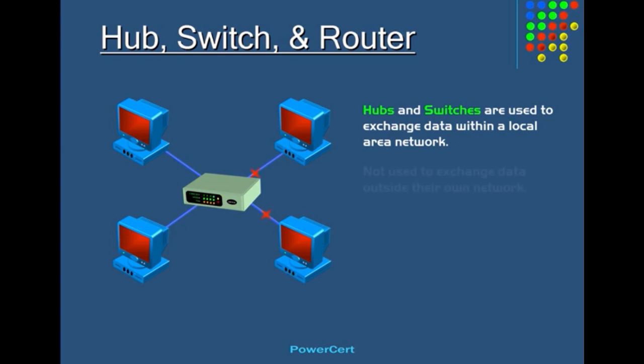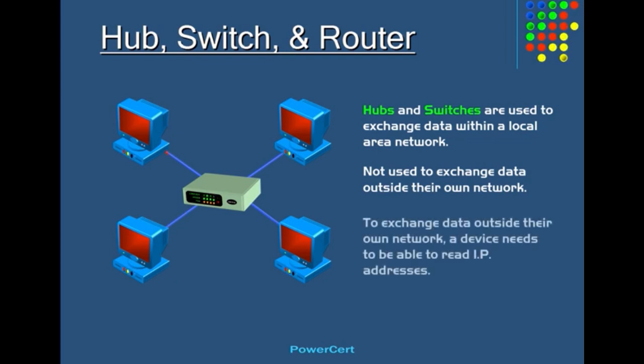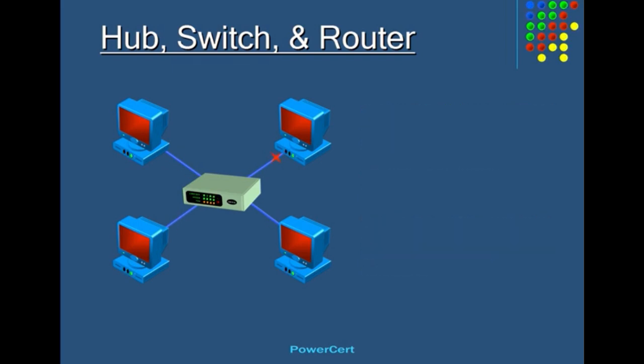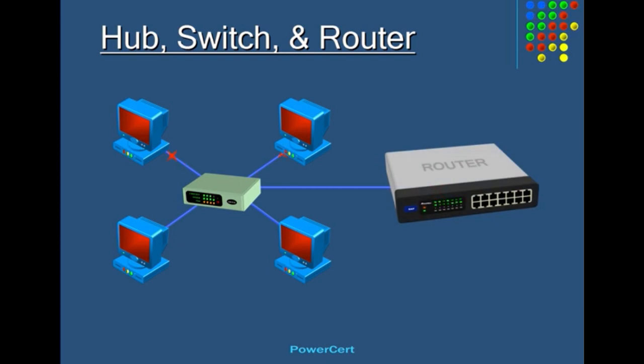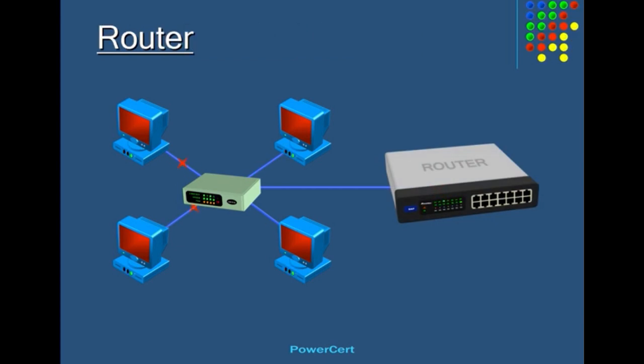They are not used to exchange data outside their own network, such as out on the internet, because to route data outside their own network to another network, such as out on the internet, a device needs to be able to read IP addresses, and hubs and switches do not read IP addresses. So that is where the router comes in.